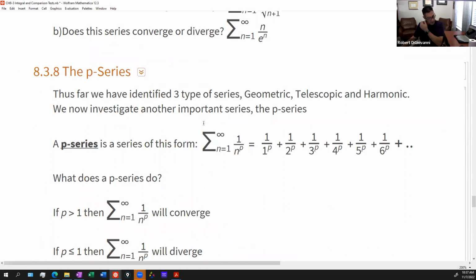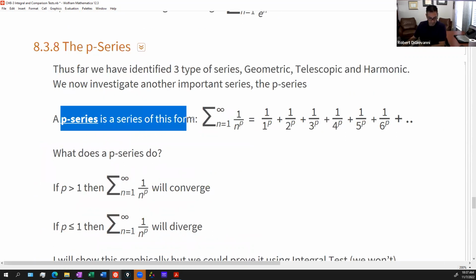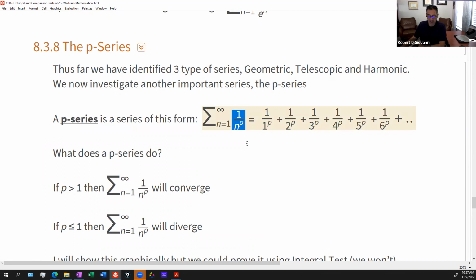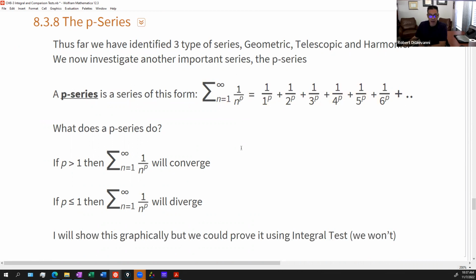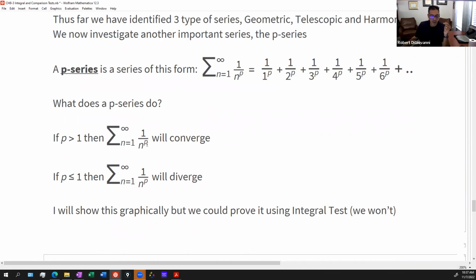So a P-series is any series of the form 1 divided by n to the p power. So p could be 1, p could be 2, p could be 3, p could be a fraction, p could be a negative number, p could be any number. And it turns out that if p is bigger than 1, this will converge. And it will diverge if p is less than or equal to 1.